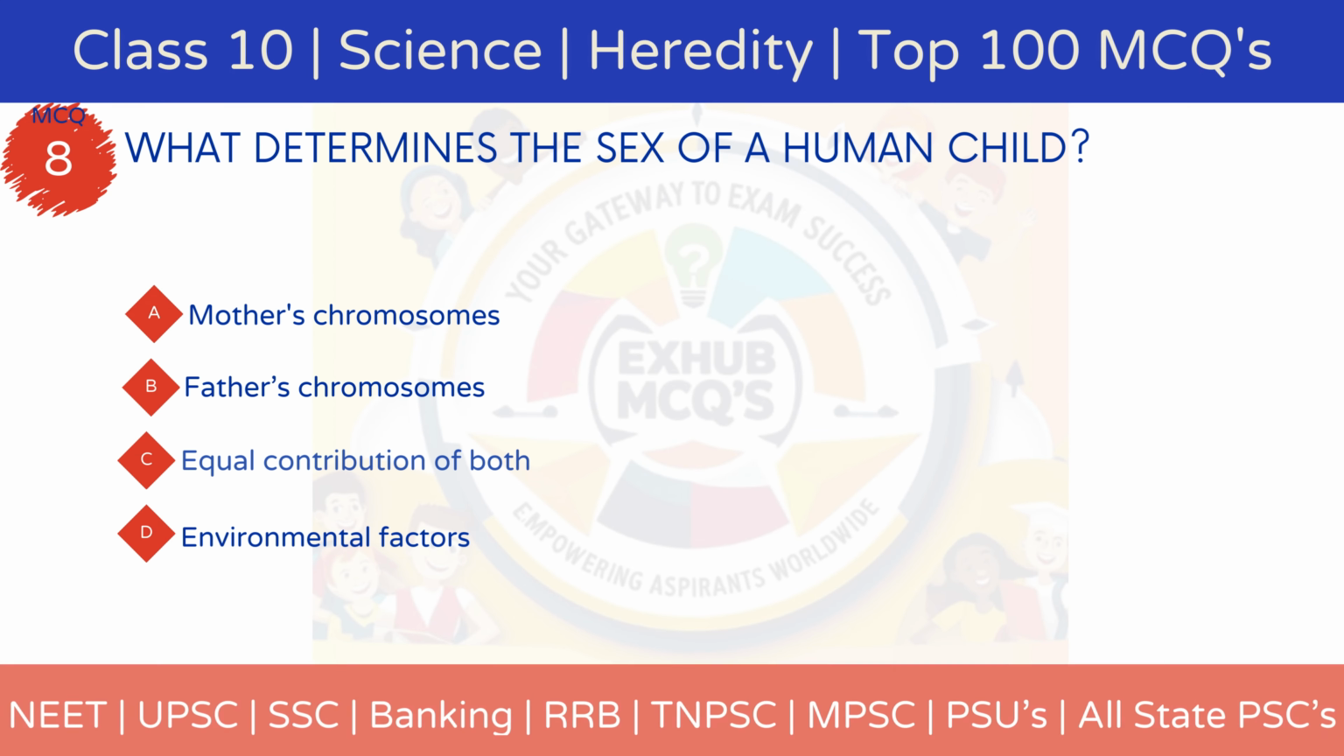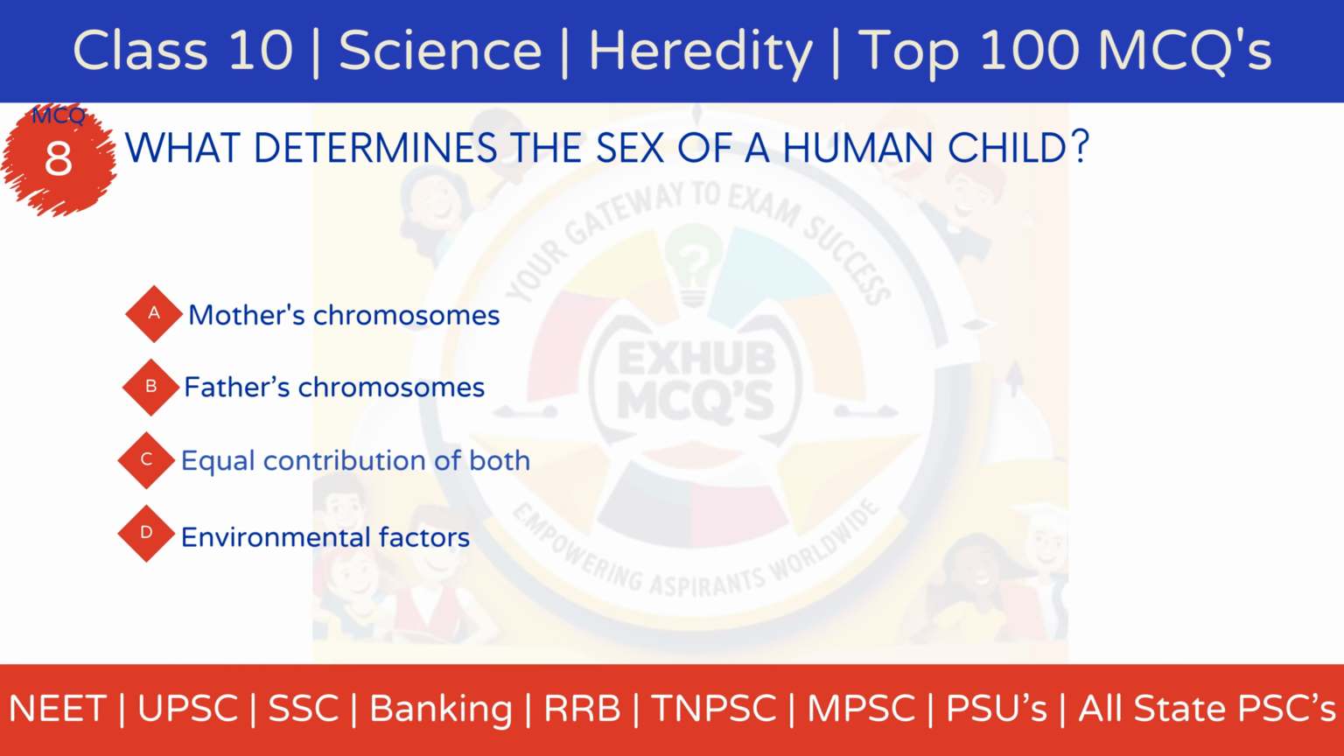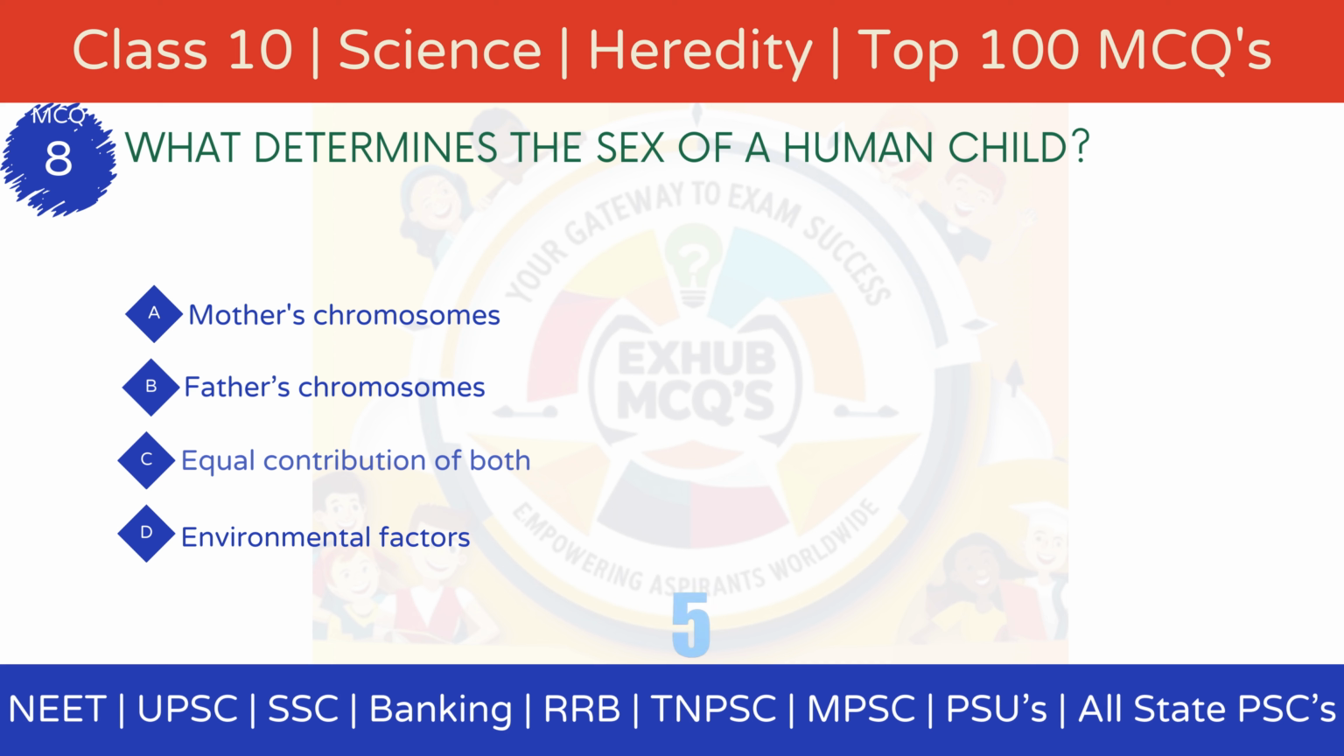MCQ 8. What determines the sex of a human child? Option A, mother's chromosomes. Option B, father's chromosomes. Option C, equal contribution of both. Option D, environmental factors.